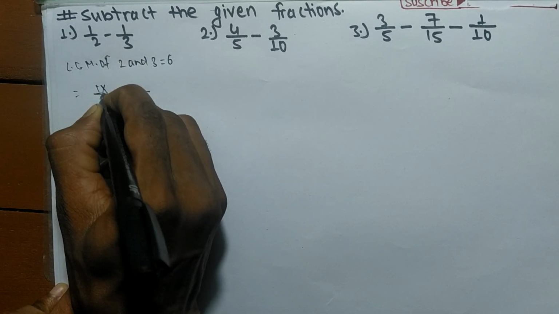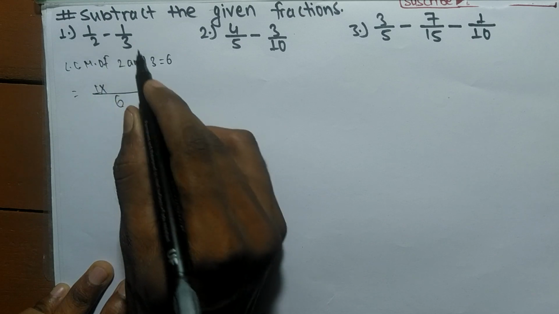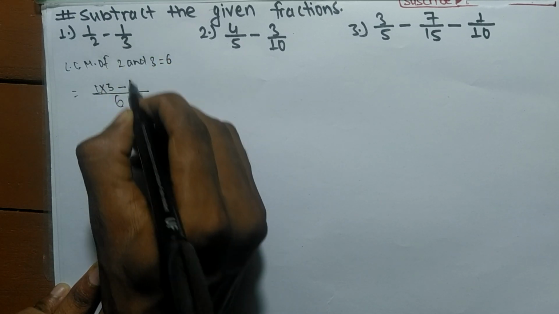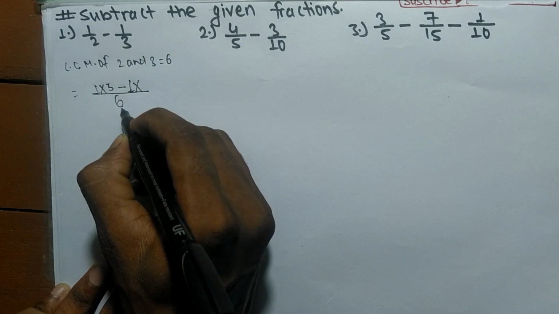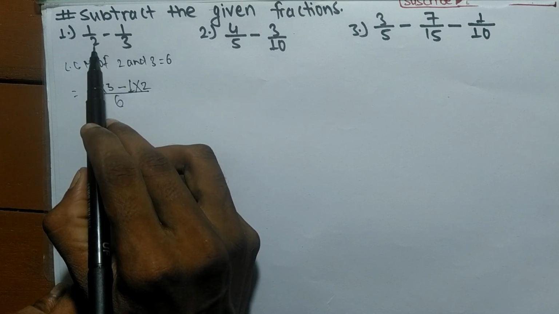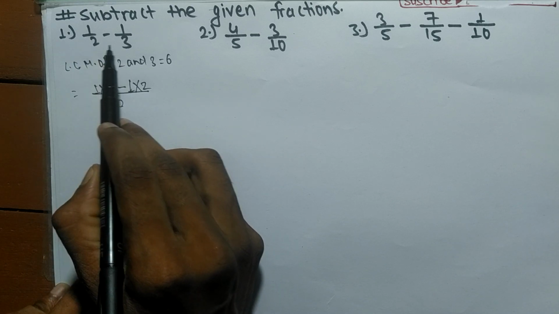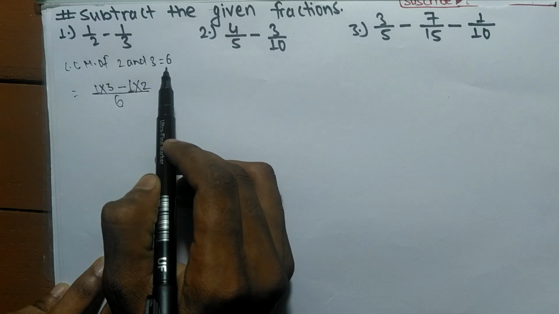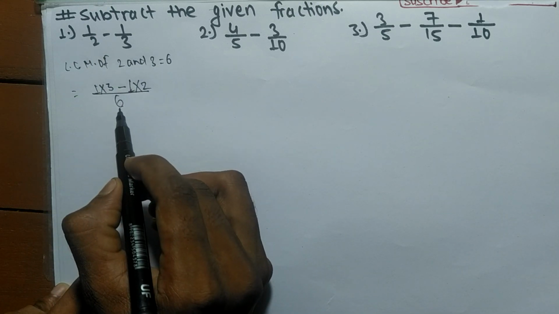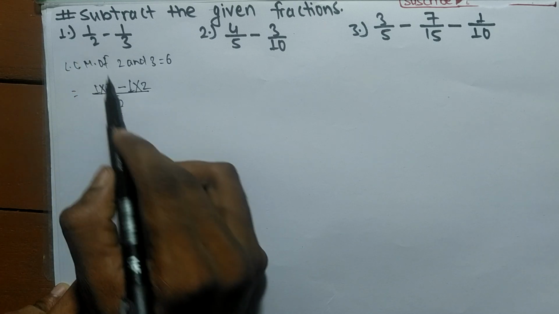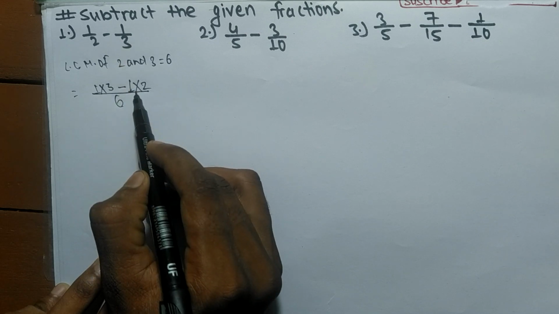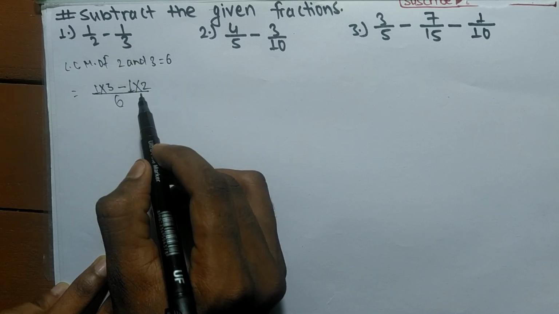So 1 into 6 divided by 2 means 3, minus 1 into 6 divided by 3 means 2. First of all we have to take the LCM of denominators, which is 2 and 3, and its LCM, the lowest common multiple, is 6. So by 6, 1 into 6 divided by 2 means 3, minus 1 into 6 divided by 3 means 2.